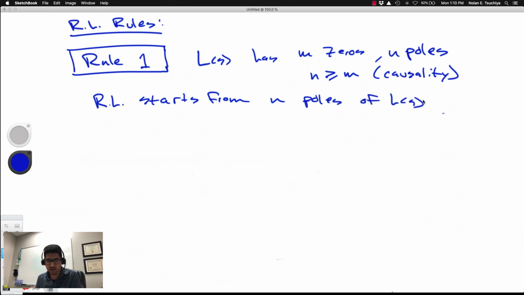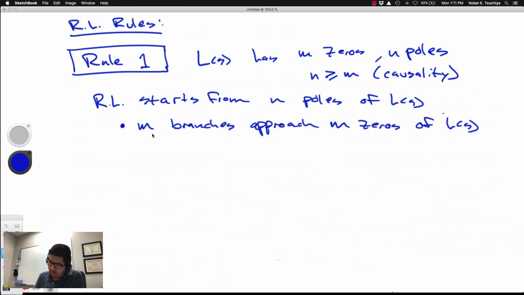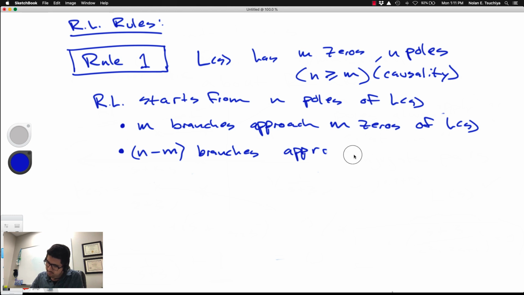Right, so the branches always start at the poles of L, and then M of them end at the zeros. However many zeros there are in the transfer function L, that many of the root locus branches will approach those zeros of L of S. And then because N is always greater than or equal to M, there may be some leftover branches. So N minus M branches approach infinity.